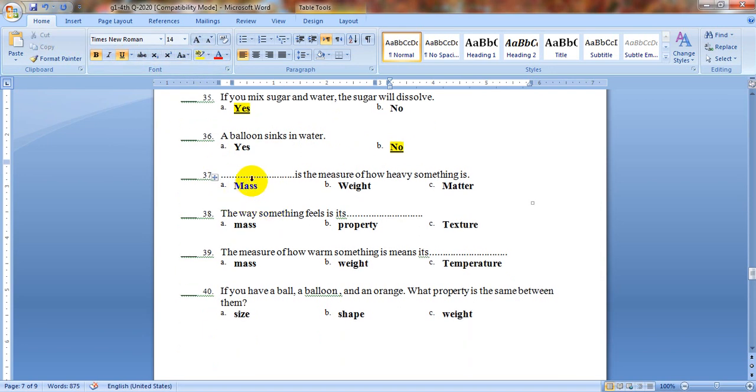37. Space is the measure of how heavy something is. Do you remember this property? How heavy something is. Is it heavy or light? Is it mass, weight, or matter? It is weight.